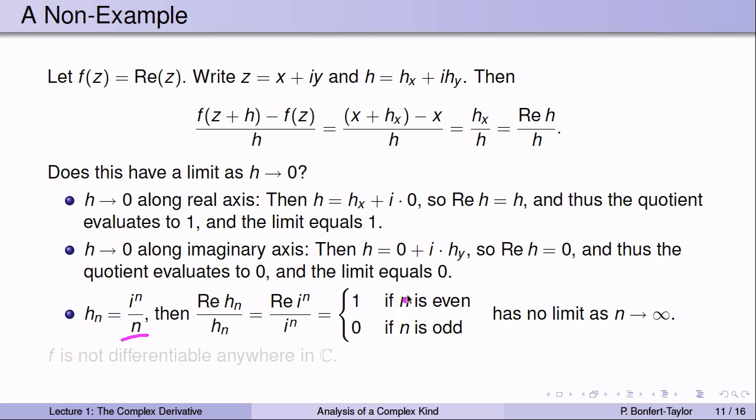The sequence therefore bounces back and forth between 1 and 0 and does not have a limit as n goes to infinity because it does not approach one of these numbers. It bounces back and forth. Altogether, we see that this function f is not differentiable anywhere because the limit of the difference quotient does not exist. It is different depending on how we approach the origin. Sometimes the limit doesn't even exist at all. So this function does not have a derivative anywhere in the complex plane.